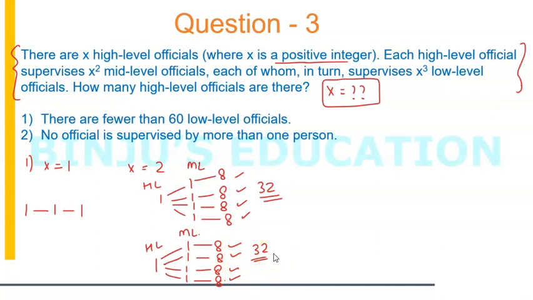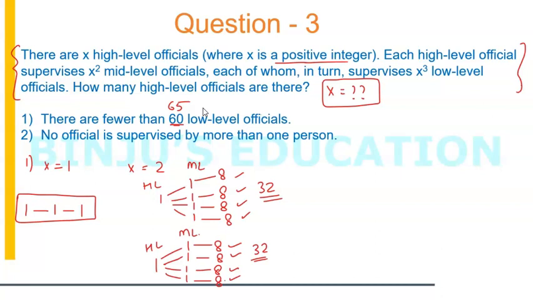So I don't think there's any point of going further, because if 2 itself is giving us like 64 low level officials, I don't think we should move forward. So the only possibility that we have is this one. There is one high level official, then there is one mid level official, and then there is one low level official. I think this question would have been much more interesting if instead of 60 they would have given the number 65, and in that case there would be two cases, right? And then the question would have been much more interesting.